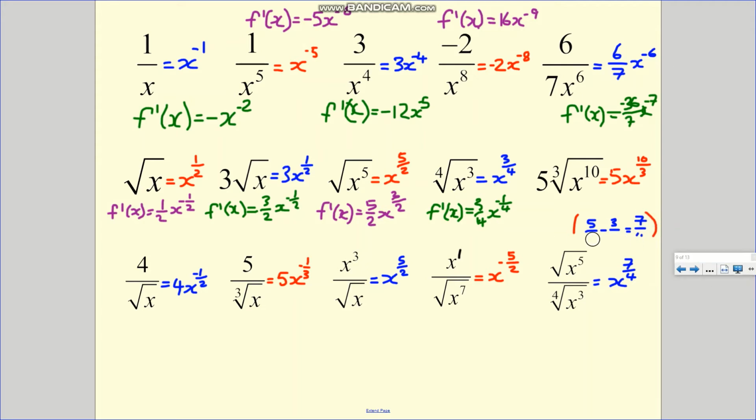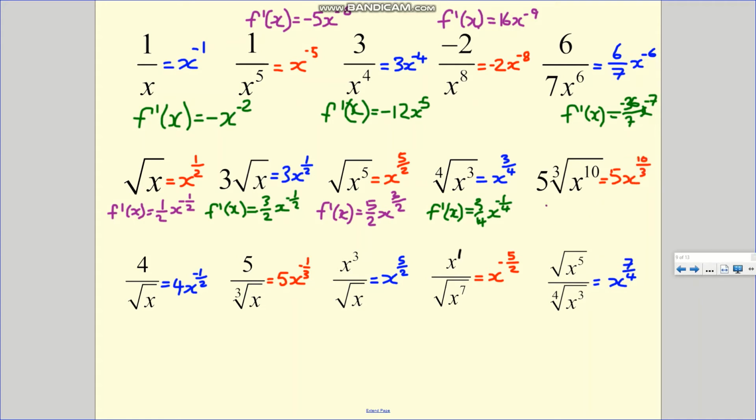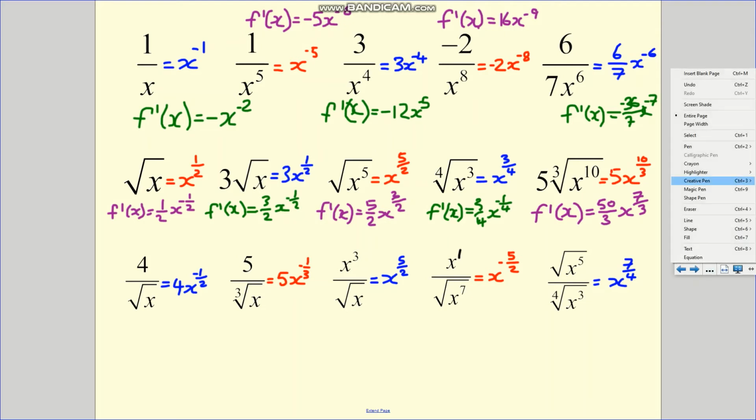I'm going to take this away, I think. So for this last one, f dashed of x, 10 over 3 times 5 is going to be 50 over 3. Then because my power is in thirds, I'm taking away 1 in thirds, which is 3/3 away. So I'm left with 7/3 as my new power. Okay, one more line. Finishing this off.